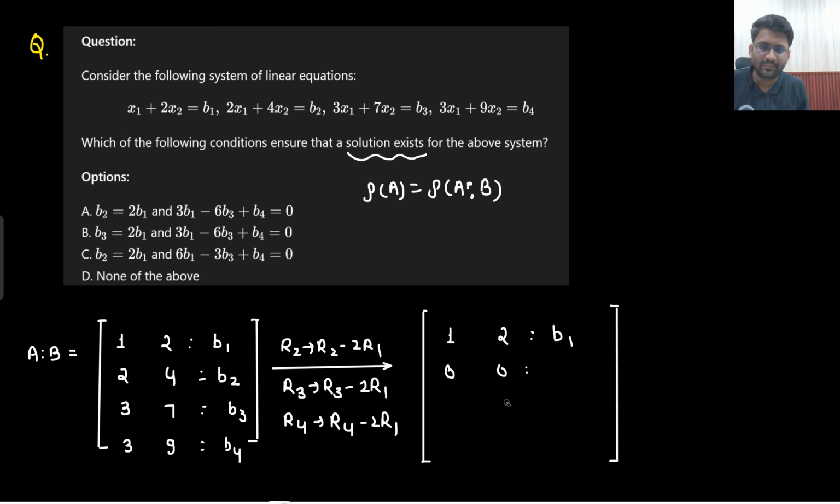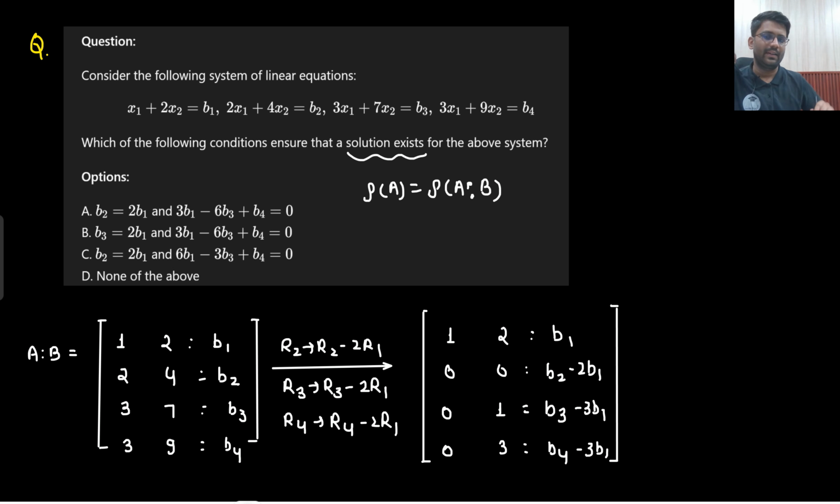Right? 1 2 0 0. So here I'm subtracting twice of it, so it will be B2 minus 2B1. Then thrice of it I am subtracting, so this will become B3 minus 3B1. And then I am subtracting thrice of this, so this will become B4 minus 3B1. Is that clear?